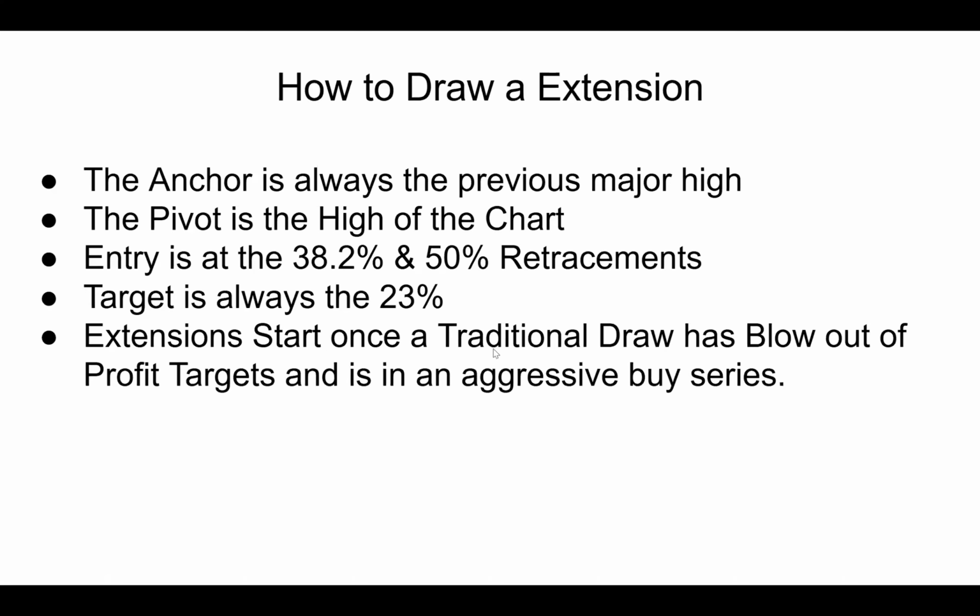But extensions, once again, they start when the traditional is blown out of profit targets. So the purpose of fibs, your goal with understanding the way I use Fibonacci sequences, and beginning to come up with your own interpretation of how they work, is that ideally what you're looking for with your analysis of Fibonacci sequences is determining levels of support or resistance in which you can place an order and not get stopped out more than 50% of the time.